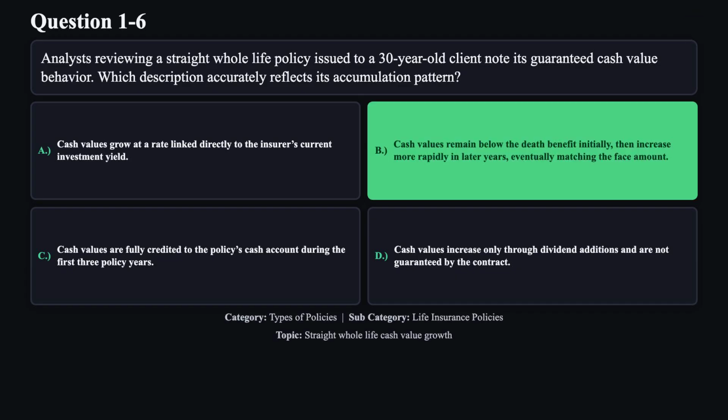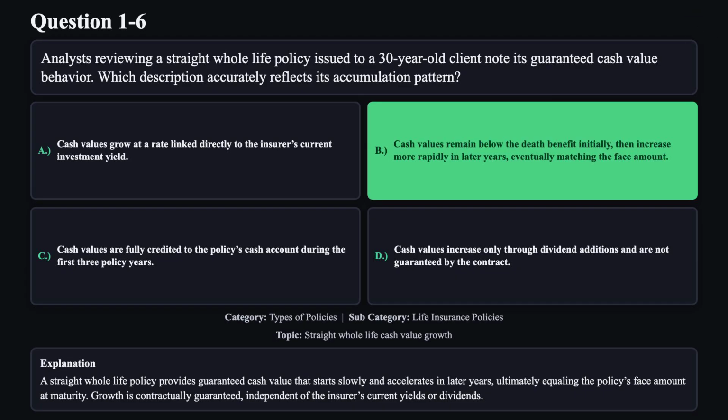The correct answer is B. A straight whole life policy provides guaranteed cash value that starts slowly and accelerates in later years, ultimately equaling the policy's face amount at maturity. Growth is contractually guaranteed, independent of the insurer's current yields or dividends.